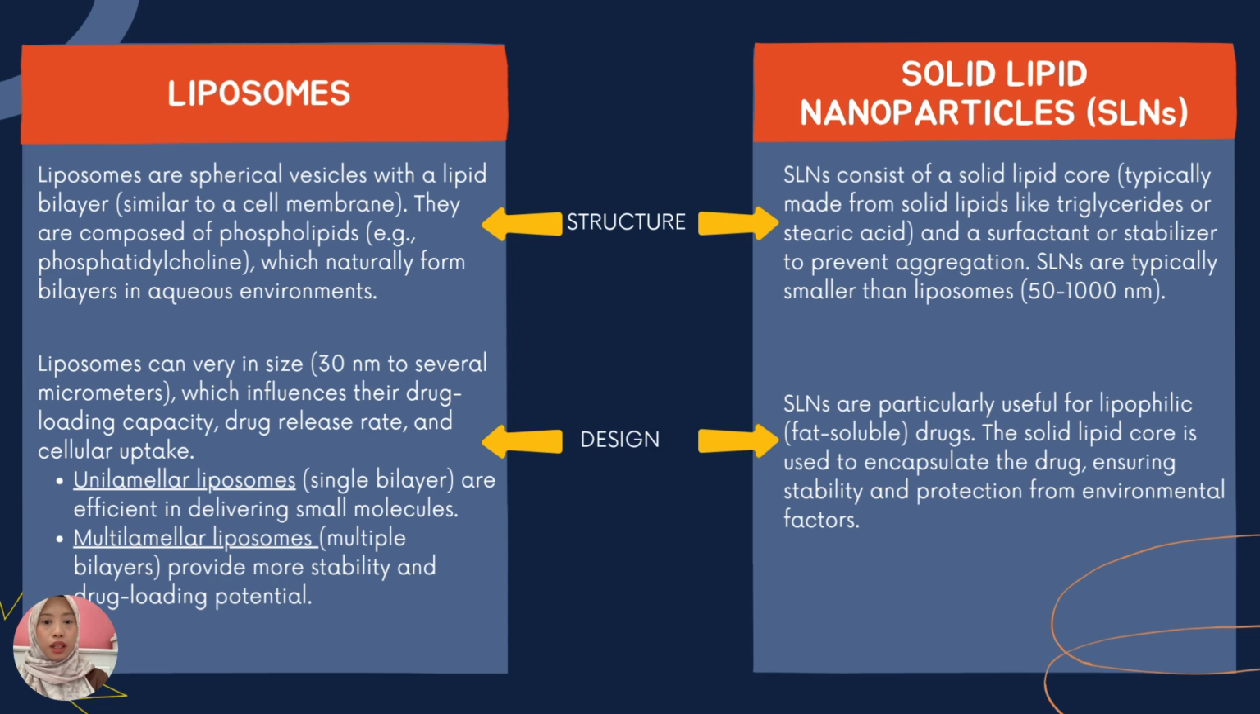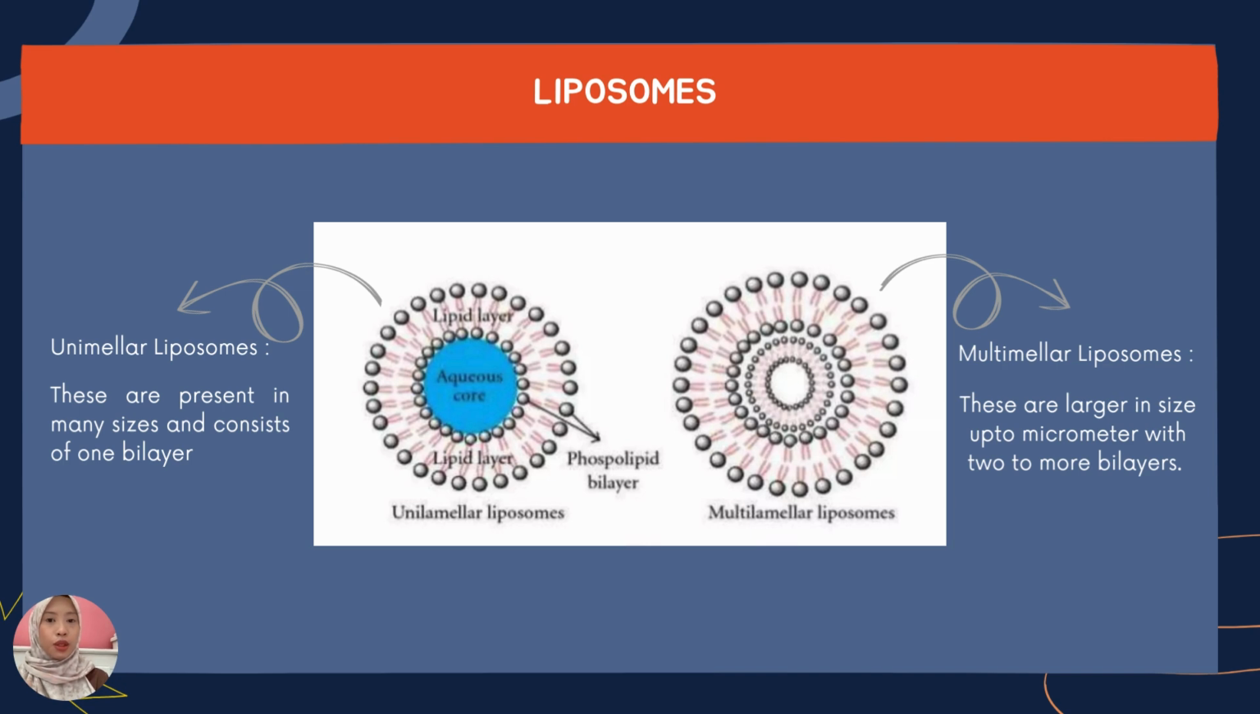They have multiple bilayers and provide more stability and also drug loading potential. For the design of solid lipid nanoparticles, they are particularly useful for lipophilic, which is fat-soluble, drugs, and the solid lipid core is used to encapsulate the drug, ensuring stability and protection from environmental factors. This is the difference between the unilamellar liposome and the multilamellar liposome. They are present in many sizes and consist of one bilayer for the unilamellar liposome, and for the multilamellar liposome, they are larger in size, up to micrometers, with two or more bilayers.